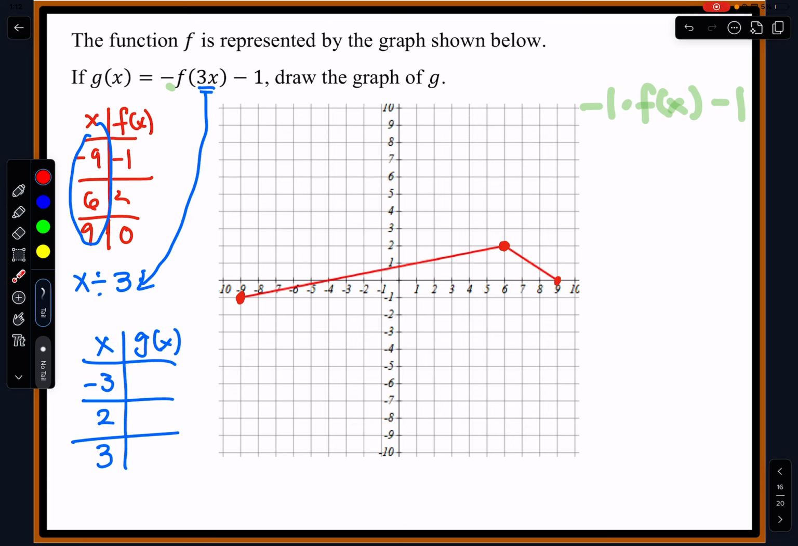Now, because of order of operations, multiplication takes priority over subtraction. So I'm going to do this first before that. So multiplying this number by this -1 will be +1, and then that number minus 1 is 0. Doing the same thing with this value, 2 times -1 is -2, minus 1 is -3, and then finally 0 times -1 is 0, and 0 minus 1 is -1.